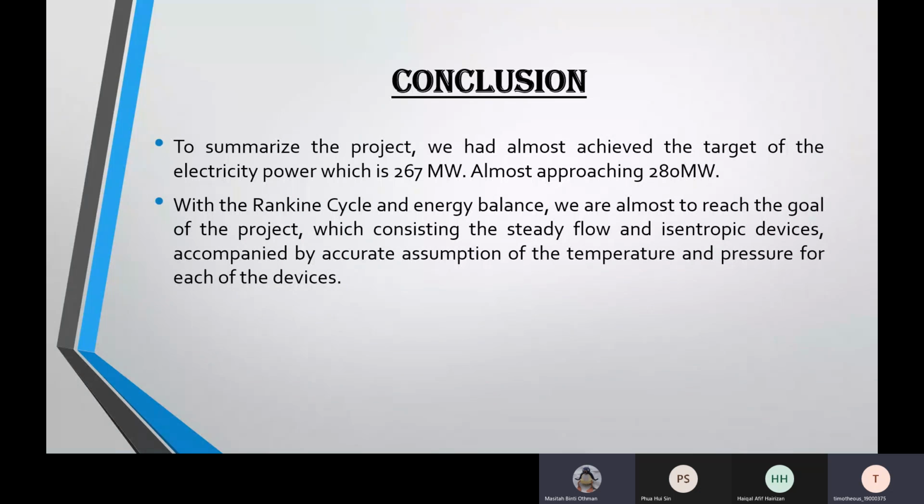So the last part is the conclusions. To summarize the project, we almost achieved the target of the electricity power, which is 267 megawatts, almost approaching 280 megawatts. So with the Rankine cycle and energy balance, we almost reached the goal of the project, which consists of steady flow, isentropic devices, accompanied by accurate assumptions of the temperature and pressure for each device.